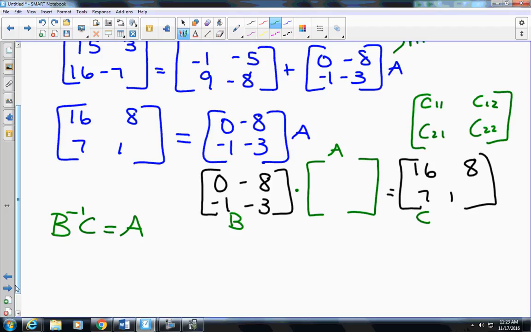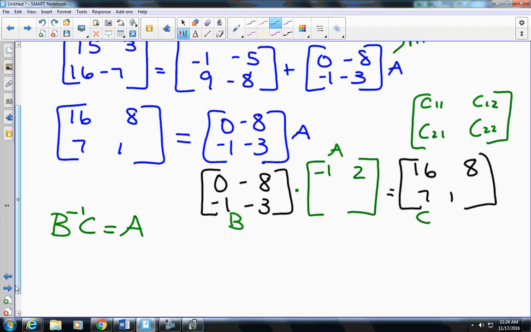Okay, so let's try it. Put matrix B in your calculator, and then just immediately find the inverse. And then multiply it by matrix C. And then you should get A. Caitlin, you already have it?